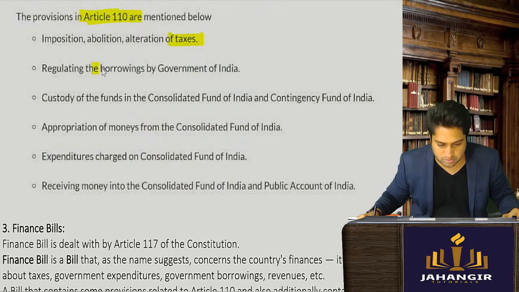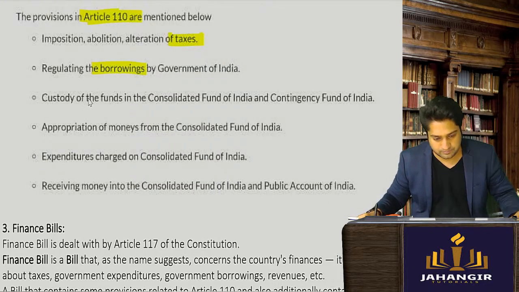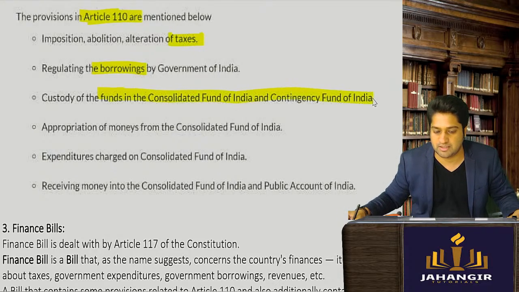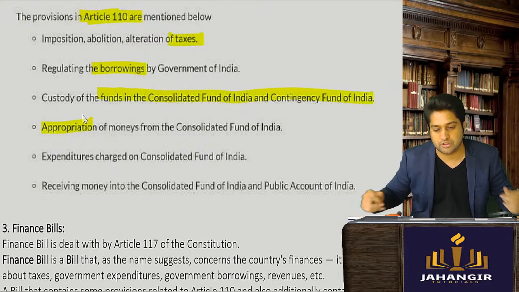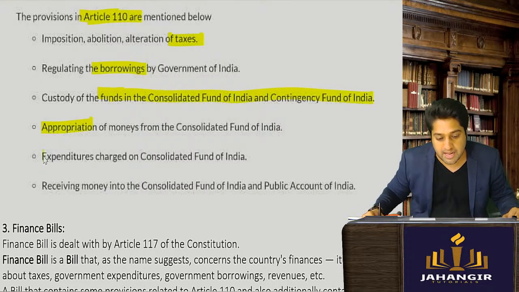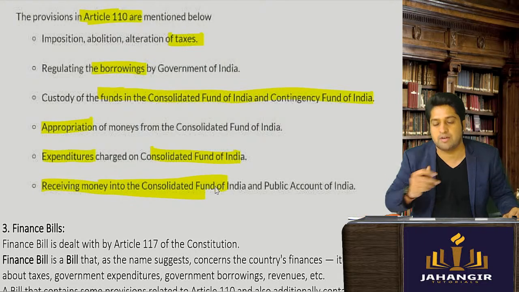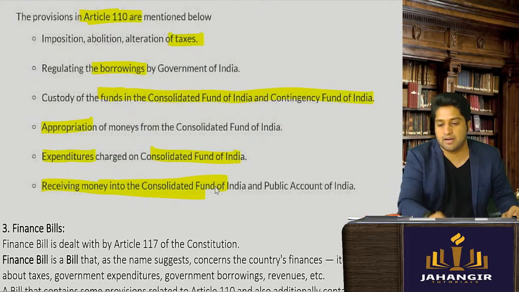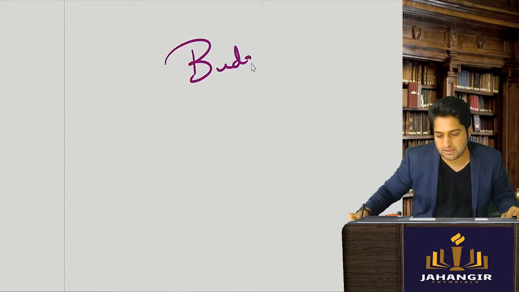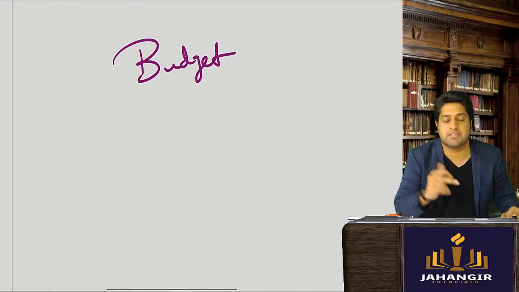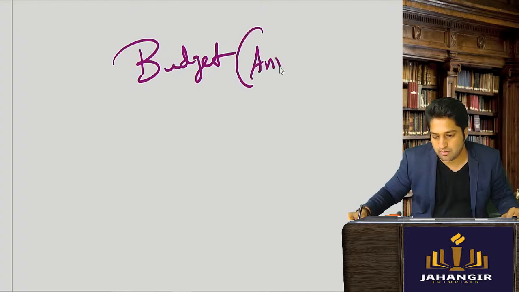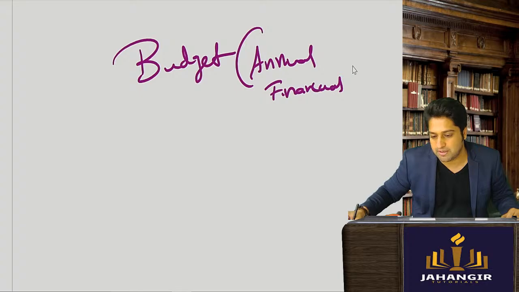So when the government borrows money, the funds go into the consolidated fund, the contingency fund, and the appropriation of the money, where it will go, expenditures of the consolidated fund, and receipts into the consolidated fund and public accounts of India. So if I explain the budget, another word for the budget is annual financial statement.